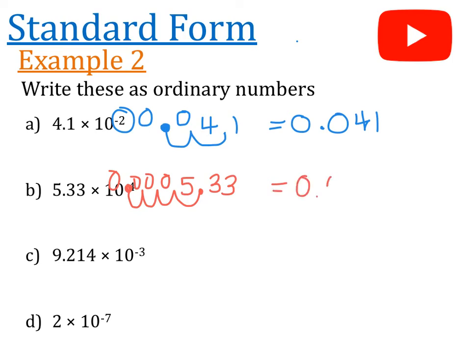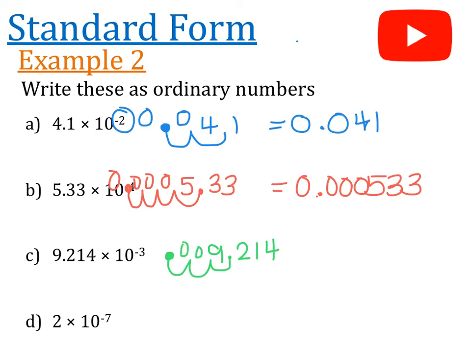So 0.000533. All right, let's try the next one. We've got 9.214, and we have to move everything 3 places. So we've got 1, 2, 3. This is where the decimal goes. We need 2 zeros to fill those spaces, and we need a 0 at the beginning. 0.009214. All right, hopefully this is making some sense.